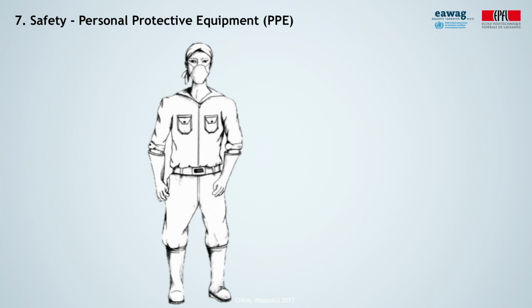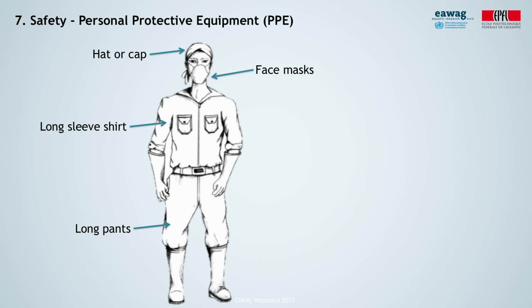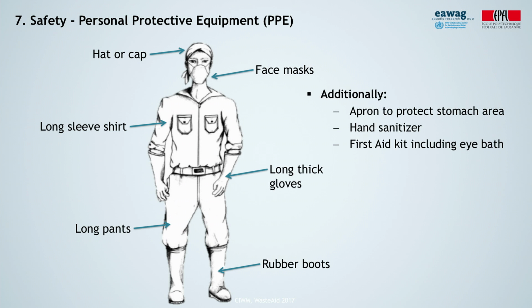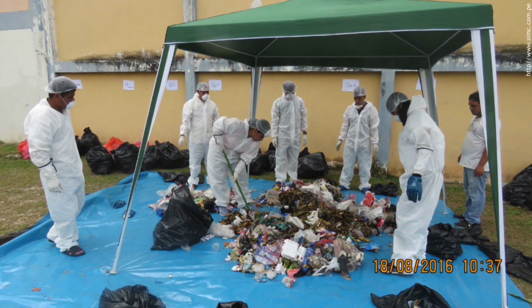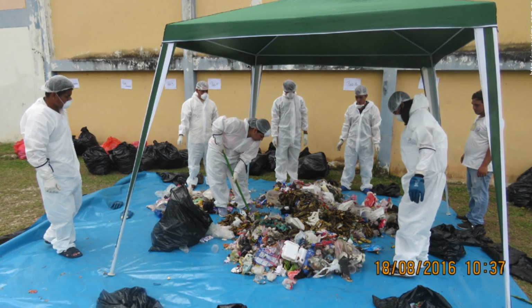Safety equipment for every person should include hat or cap to protect head from dirt and sun, face masks to avoid inhaling noxious particles, long-sleeved shirt and long pants to protect arms and legs from dirt and injury, long thick gloves to protect hands, rubber boots to protect feet, and additionally, staff could also be provided with an apron to protect stomach area, a hand sanitizer, and a first aid kit including eye bath. Here we see an example from Peru. Check the characteristics of the measurement site, how well the staff is protected.